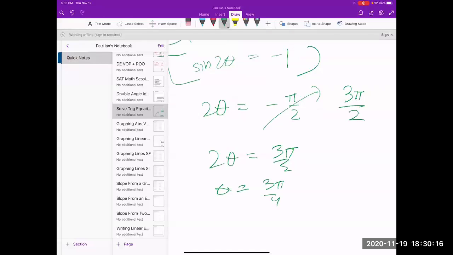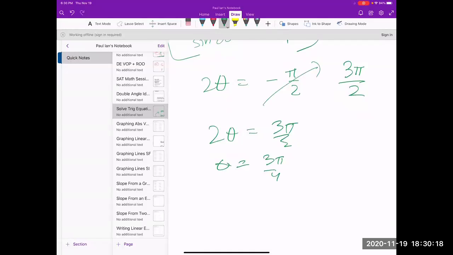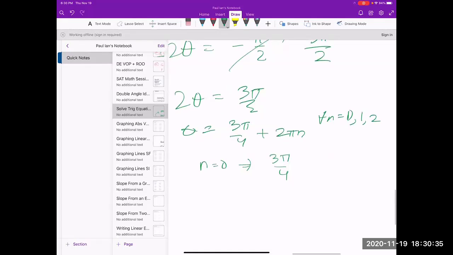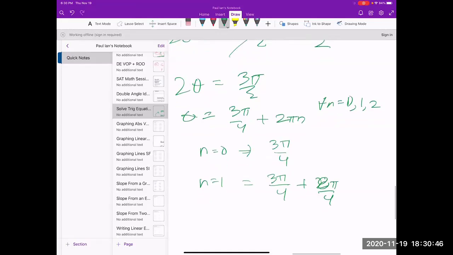And if it's 0 to 4 pi, you just add 2 pi n, where n equals 0, 1, and 2. So let's do it for n equals 0. You're going to get 3 pi over 4. For n equals 1, you're going to get 3 pi over 4 plus 2 pi, that's going to be 8 pi over 4. N equals 2 equals 3 pi over 4 plus 4 pi, or 16 pi over 4.